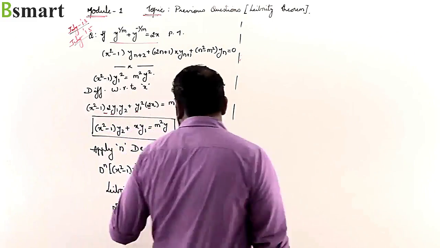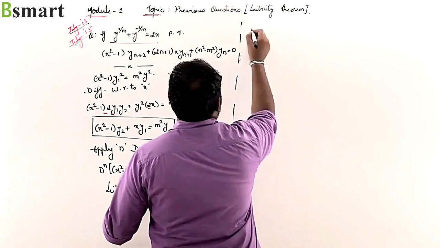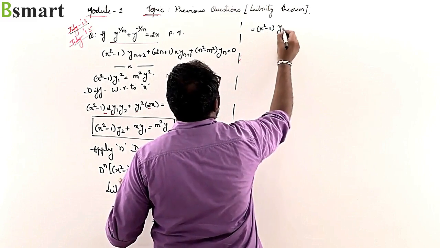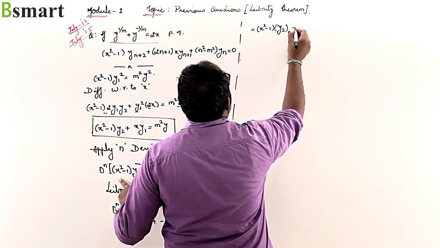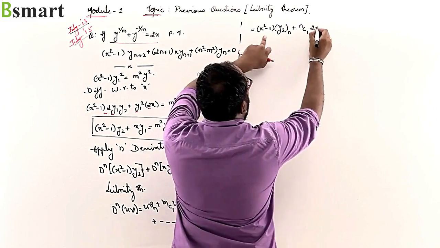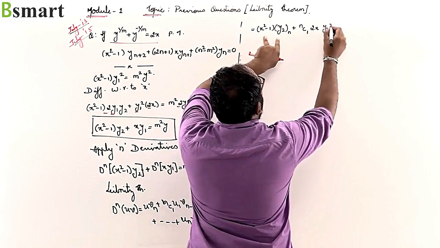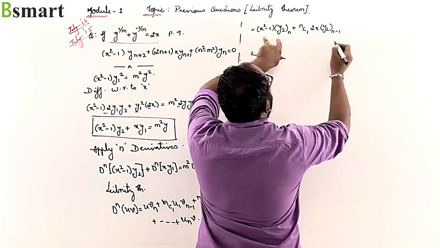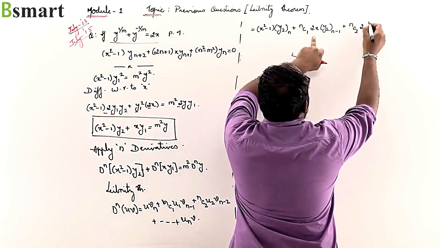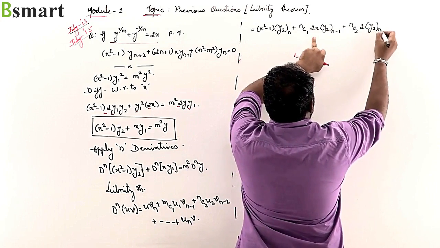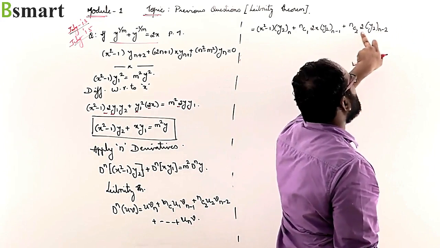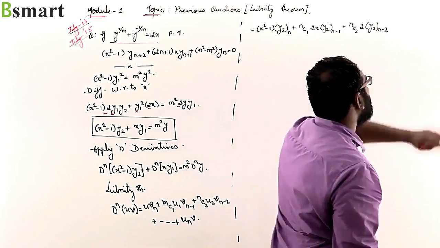If we apply Leibniz theorem for this term, that will be x square minus 1 into y2 of nth derivative plus nc1 into the derivative of x square minus 1, that is 2x, into y2 of n minus 1th derivative, plus nc2 into the derivative of 2x, that is 2, into y2 of n minus 2nd derivative. If we go on further, the derivative of 2 is 0, so the remaining terms will be 0.